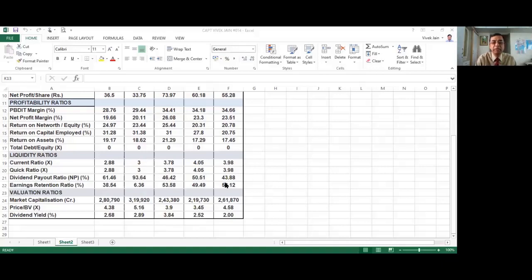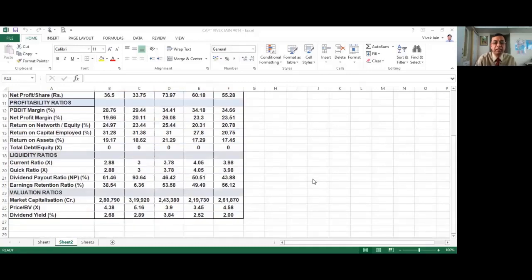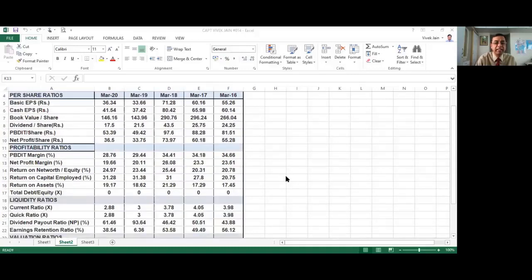Dividend payout ratio is starting from 43, it came up to 46 in 2018, and then because of the doubling of the share capital, it had to increase to 93%, where the dividend also was substantially raised to 21.5. That makes it 43 rupees on the earlier capital. And then that 93 came down to 61% with the profit increasing in the next year.